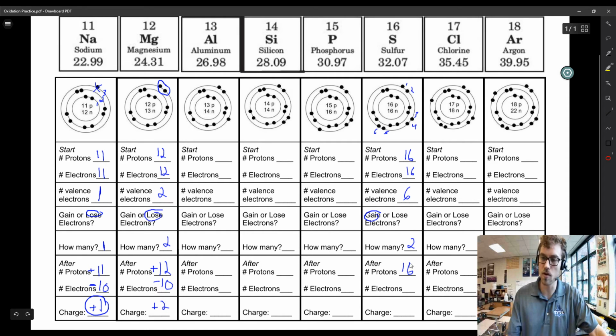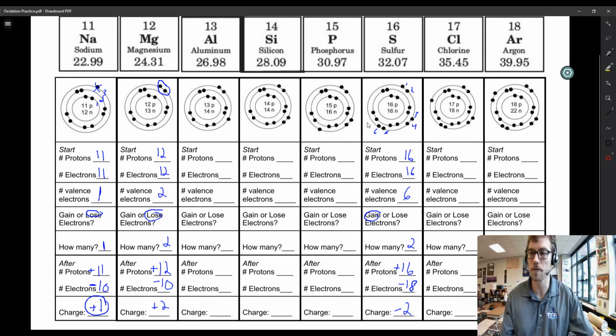So now it has 16 protons, and it's going to have 18 electrons because it gained 2. Protons are positive, electrons are negative. 16 minus 18 gives us a -2 charge. So sulfur will have an oxidation number of -2.